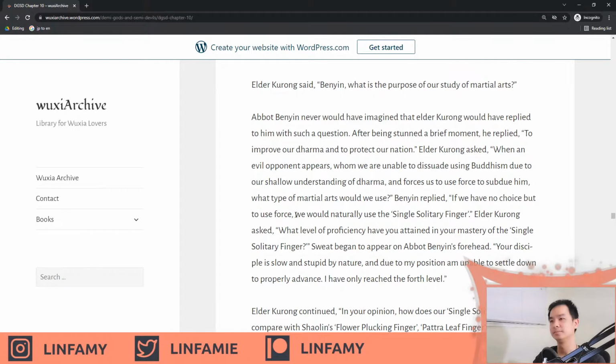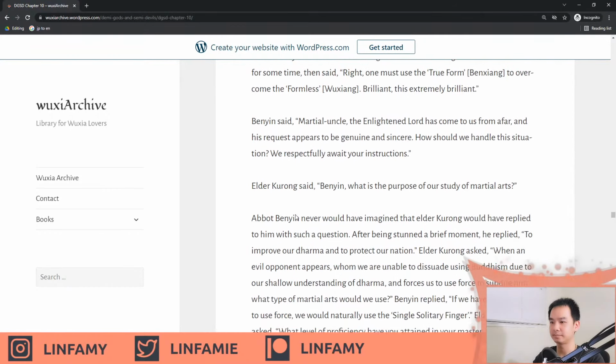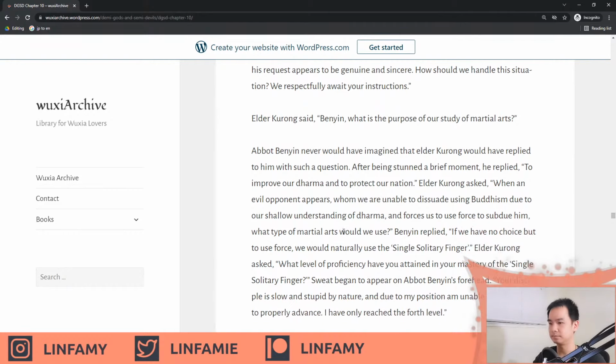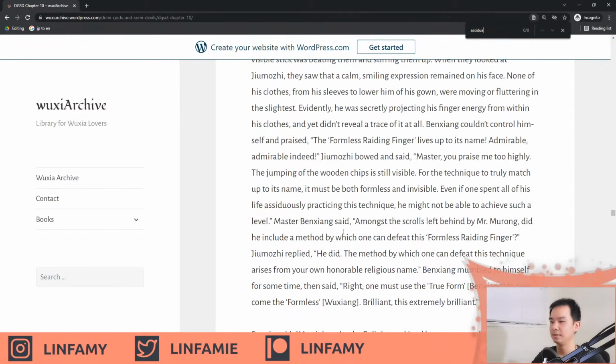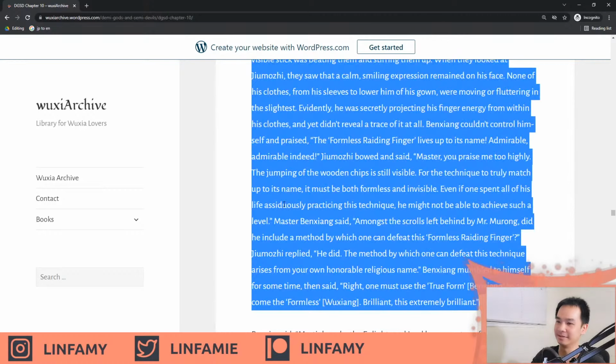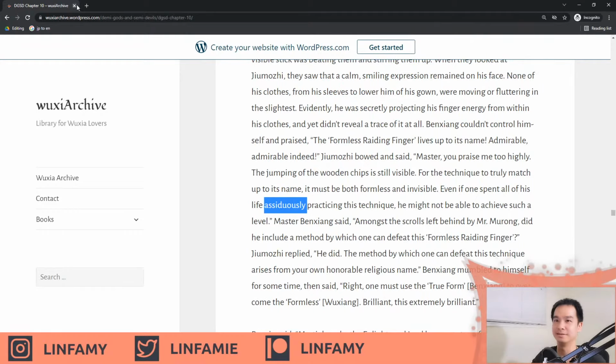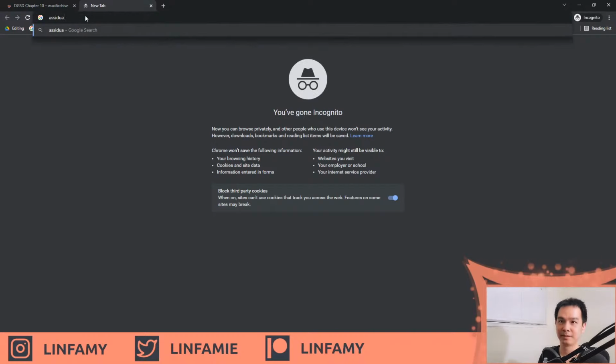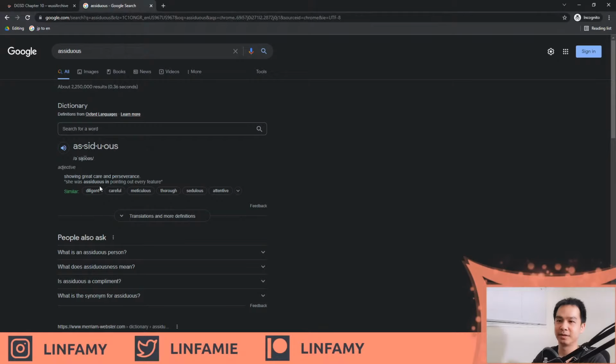Define assiduously? Where is that? If one spent all of his life assiduously practicing. I guess that would mean practicing in a hard-working way, like you practice really hard. It seems like the only definition that could be true. So it means working hard, guys. Working hard, practicing this technique. Assiduous: showing great care and perseverance. I think that counts.